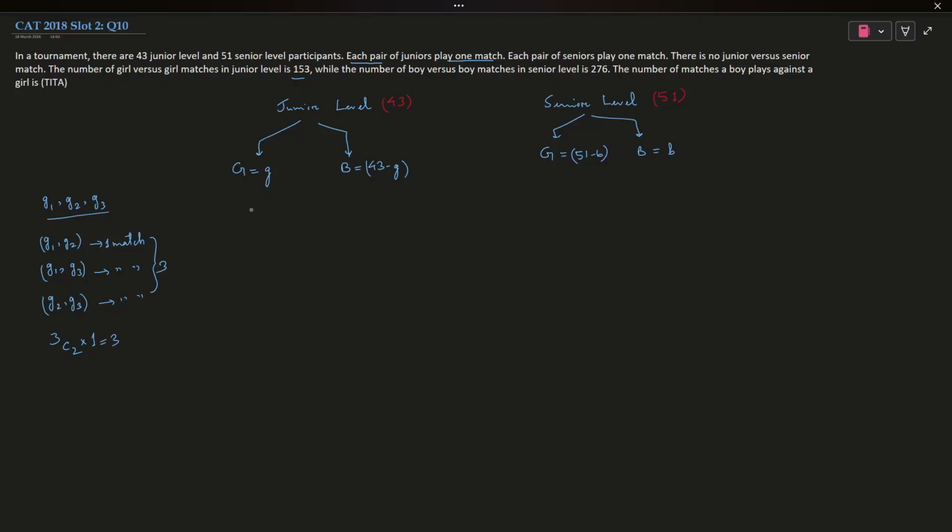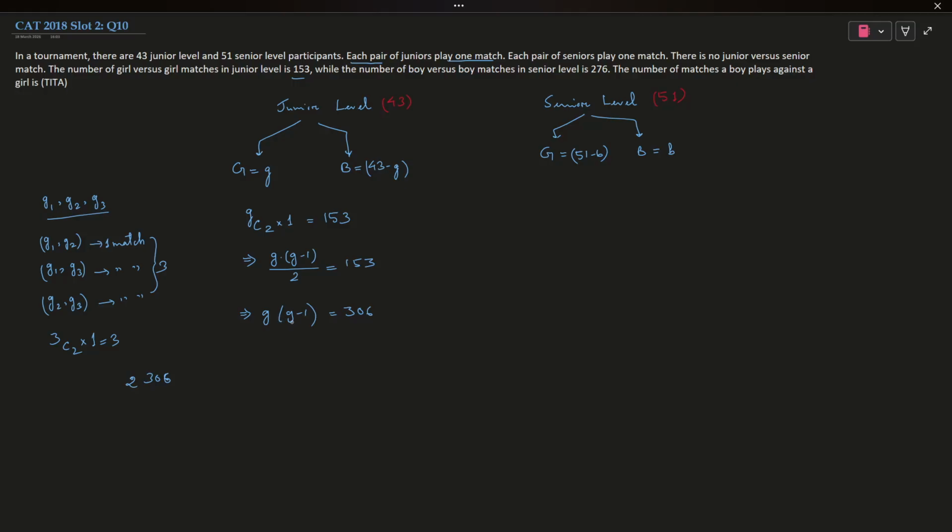Similarly, in this case the total number of girls is G. Out of the total number of girls, if I choose any two, I can form a pair. Each pair will play one match, so into 1, right? This is equal to 153. Gc2 can be written as G into G minus 1 by 2 is equal to 153. G into G minus 1 is 306.